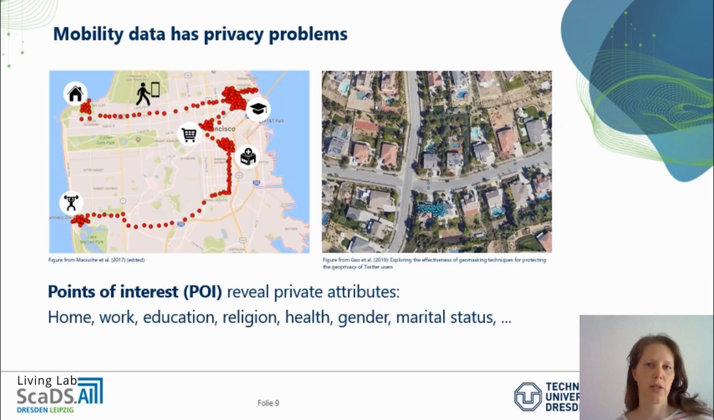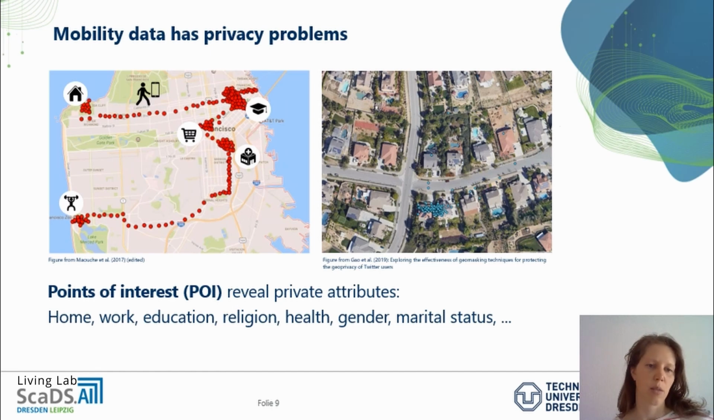So mobility data is not only useful, it also has some privacy problems. When we look at this example here, we see a person walking with their smartphone around in the city, and by using an app which is tracking, this person leaves traces behind, and these locations are shown here as red dots. And you can already see that there are some clusters forming, there are some agglomerations of points, and these are so-called points of interest because they hint towards something which is very private.